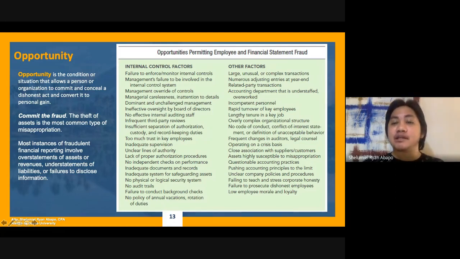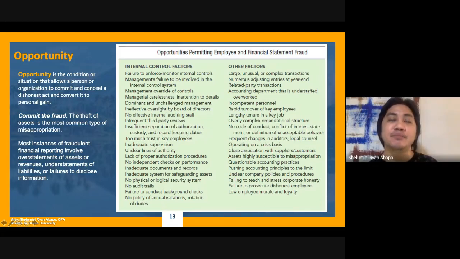Other factors may include the complexity of the transactions, or the numerous adjusting entries at the end of the year. So certain transactions that were not properly accounted for can be blindly or surprisingly inserted, and then they will be passed off as year-end adjustments. Or even operating on a crisis basis, considering there's a crisis and everyone is rushing around. So you actually committed a fraud without being detected, because everyone is quite busy and overwhelmed by the crisis.